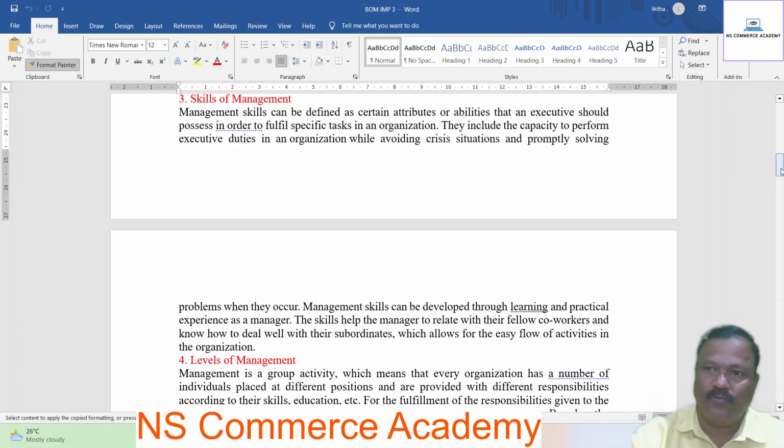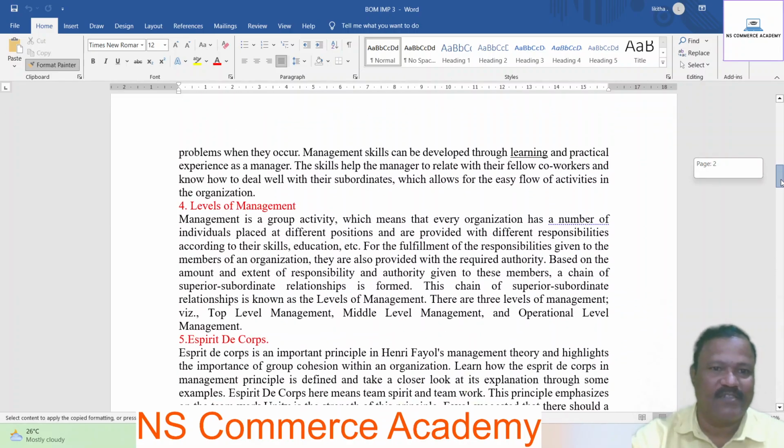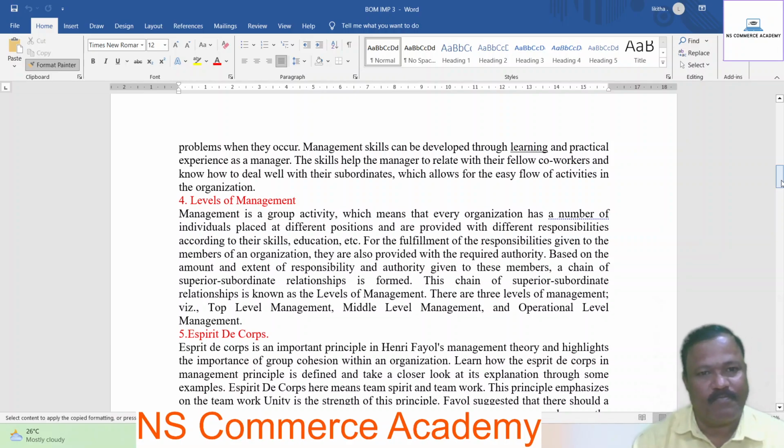Next, the fourth short answer question is levels of management. Management is a group activity, which means that every organization has a number of individuals placed at different positions and provided with different responsibilities according to their skills, education, etc. For the fulfillment of the responsibility given to them, they are also provided with the required authority based on the amount and extent of responsibility.